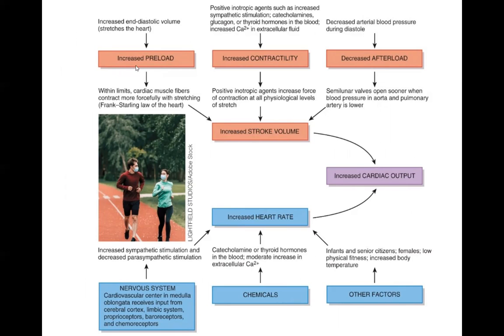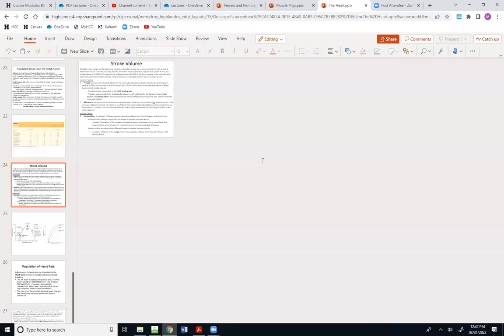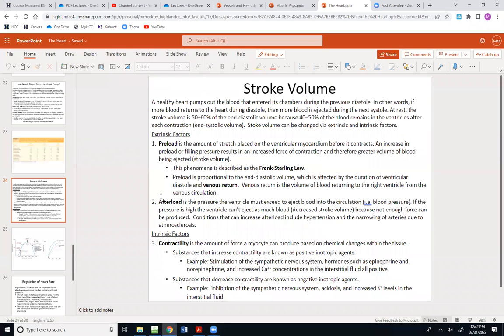How do we increase stroke volume? Once again, three things: increased preload, increased contractility, or decreased afterload. How can we increase heart rate? We can use information from the nervous system to trigger sympathetic nervous system activation, chemicals like epi, norepi, the thyroid hormones, etc., or other factors like your age, your temperature, fitness level, etc. Okay, any questions?